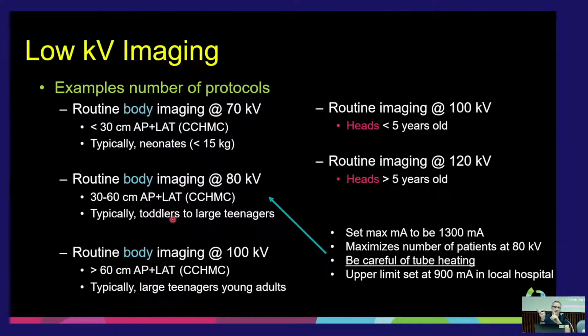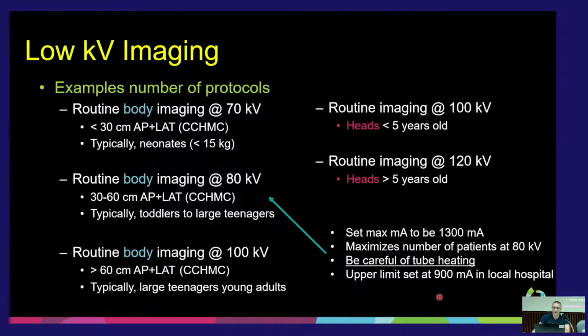Then you have to either accept noisier images, or it gives you a couple other options. We didn't want our technologists to have to change the protocol on the fly like that. So we looked at our data in Radimetrics and found the distribution of our patients. We looked at max mA as a function of patient size, and we noticed that right about 60 centimeters, it plateaued at 1300 mA. That's how we chose this value. And then anything over 60, we image at 100 kV, and once again, I think it's set at 900 mA.